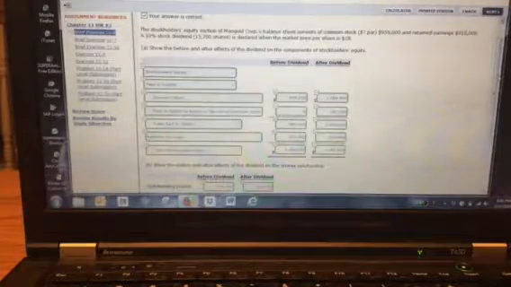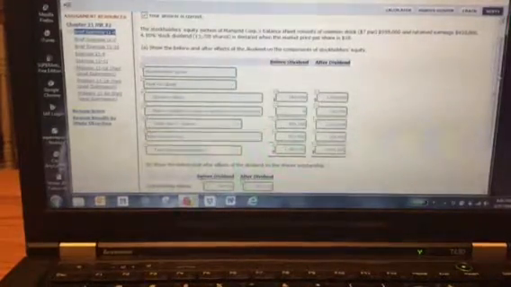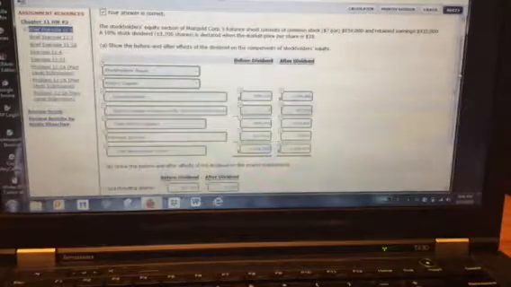This is in Chapter 11, brief exercise 11-6. And this evening we'll be talking about the stockholders' equity section of Marigold Corporation. The problem reads, the stockholders' equity section of Marigold Corporation's balance sheet consists of common stock worth $7 par, equaling $959,000, and retained earnings of $410,000. A 10% stock dividend, equaling 13,700 shares, is declared when the market price per share is $18.